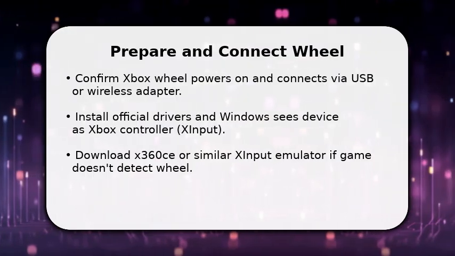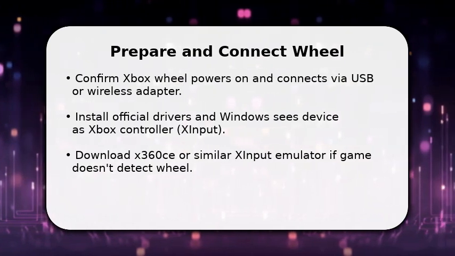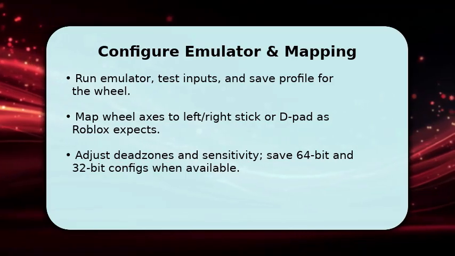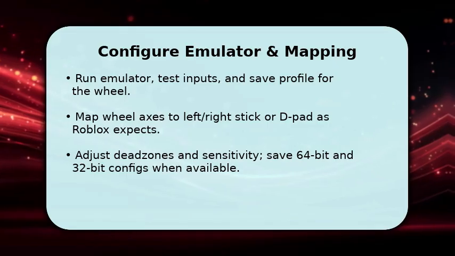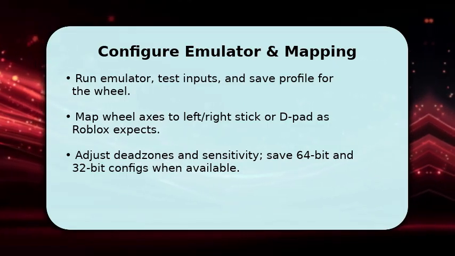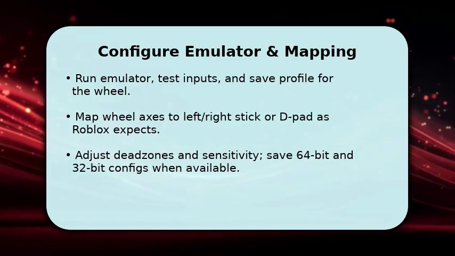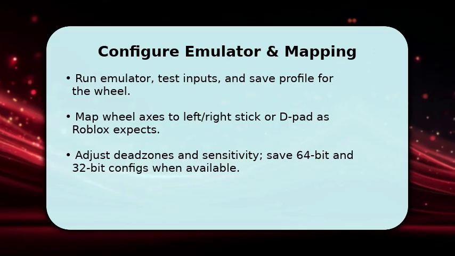Make sure to run the emulator and let it create the DLL files so Roblox can see the input immediately. Once the emulator is running, you test each wheel input and save a profile. This is where you map the steering axis to the Xbox left stick or D-pad and map pedals to triggers. Make sure to adjust dead zones and sensitivity so small steering adjustments register properly in Roblox driving games.